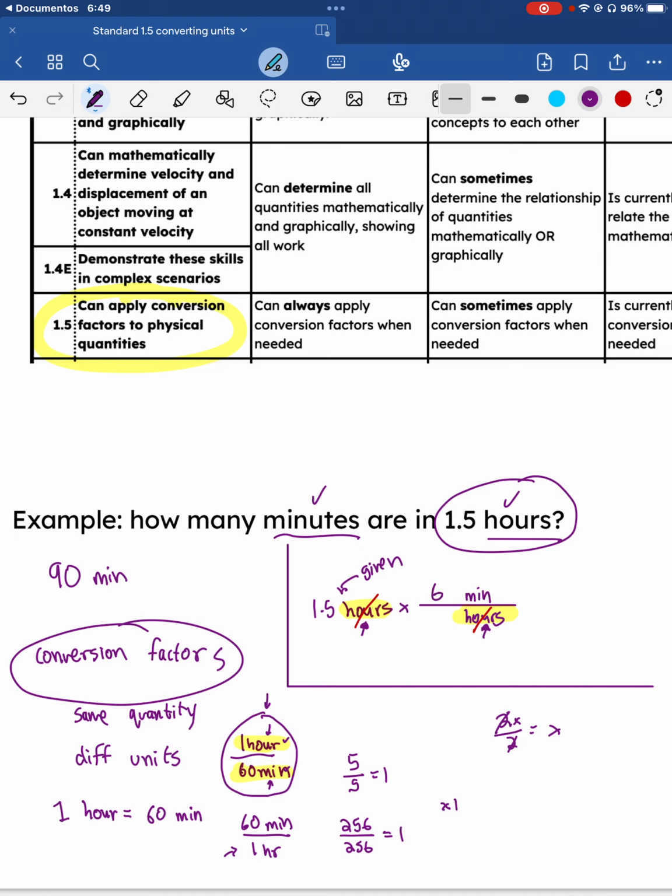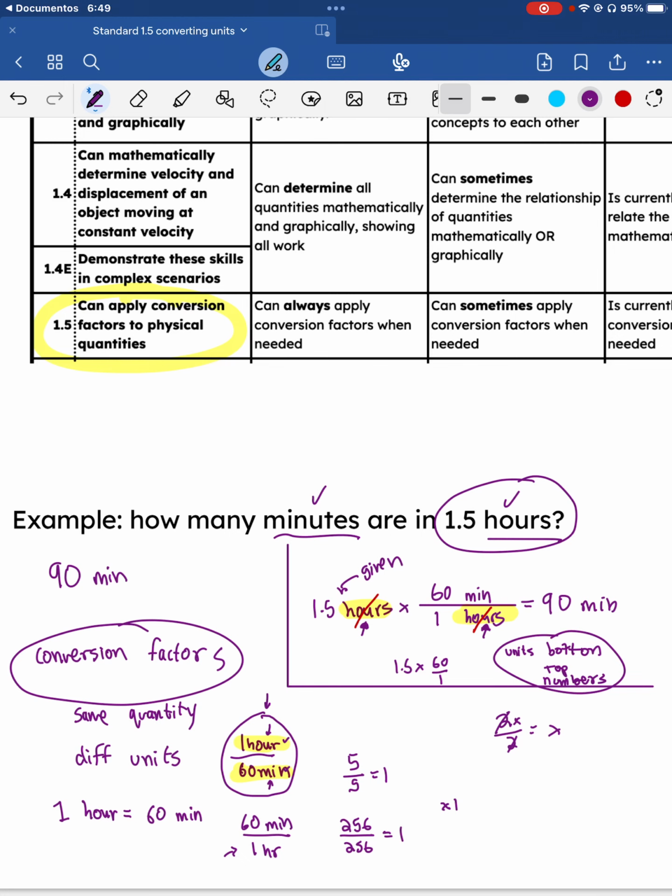Minutes went on top. 60 minutes is equal to 1 hour, and then I just multiply. I have 1.5 times 60 over 1, which is of course equal to 90 minutes. Minutes is the only unit left, and so I end up here in minutes. Notice that I looked at units on the bottom, then the units on the top, then I added in my numbers. And that's the key to setting up conversion factors.